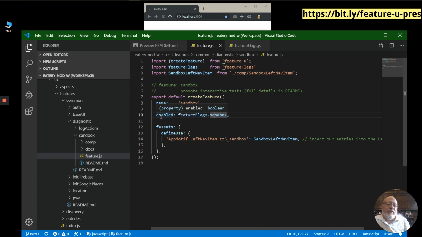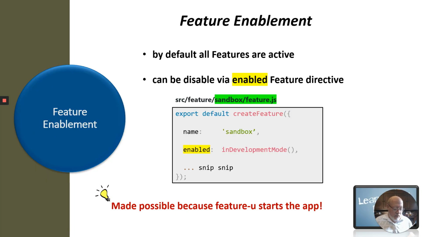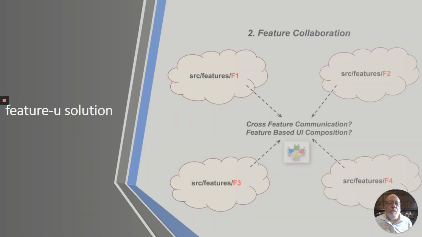Look at this in more detail, because we've seen how enablement and disablement of this actually makes this plug and play, but we actually haven't seen how that plug and play dynamic operates. We need to learn a couple more constructs within feature U before that would make sense. So let's do that now.